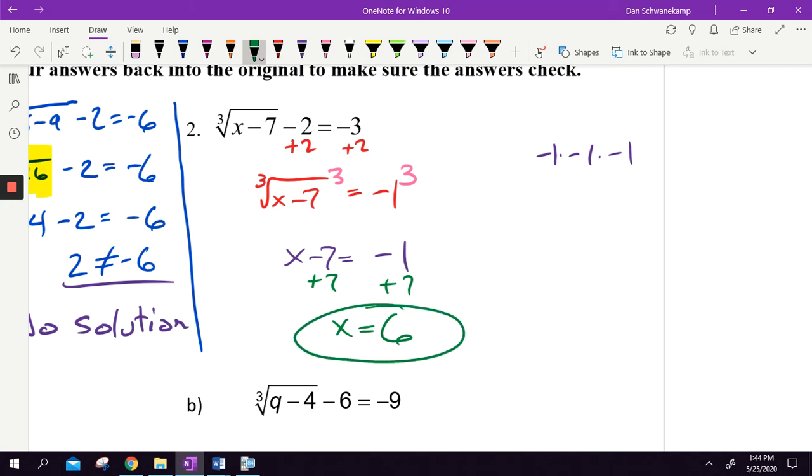This is going to work. I could plug it back in if I want, but it's going to work because I didn't square a negative. I cubed a negative, but cubing a negative is fine because if you cube a negative 1, it's still going to be negative 1. It's the even exponents, like 2's and 4 roots, that's going to give us an issue.